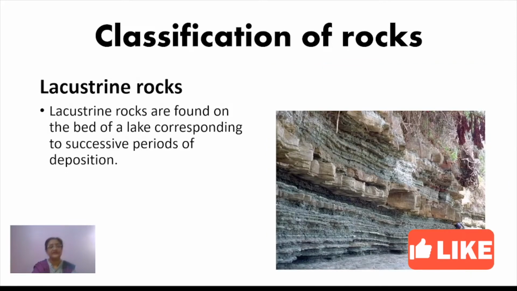Now come to the next one, lacustrine. Lacustrine rocks are found on the bed of a lake, as I said in the earlier part, corresponding to successive periods of deposition, right? And this results in the formation of a lacustrine rock.